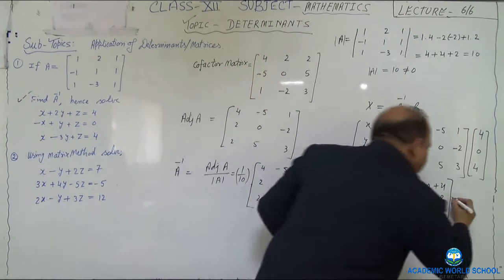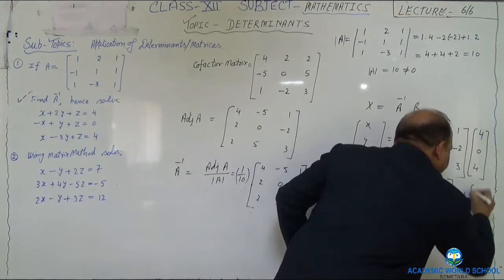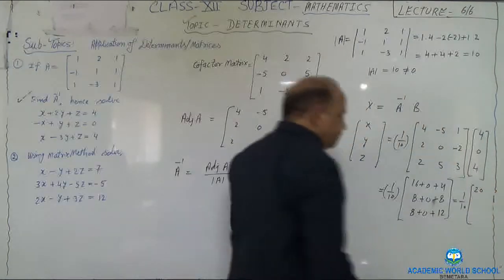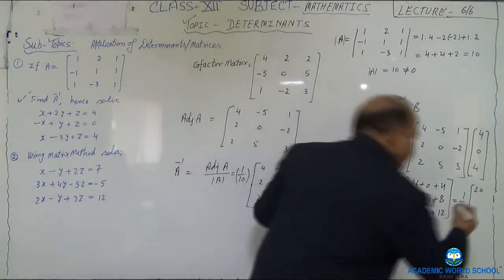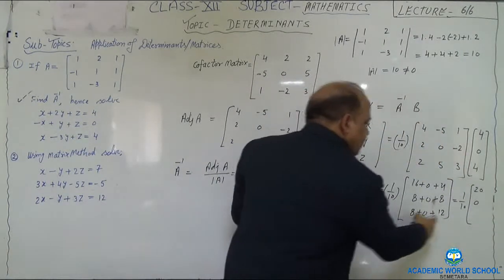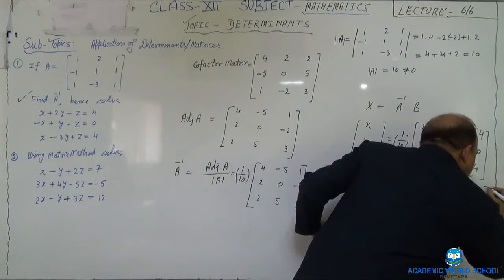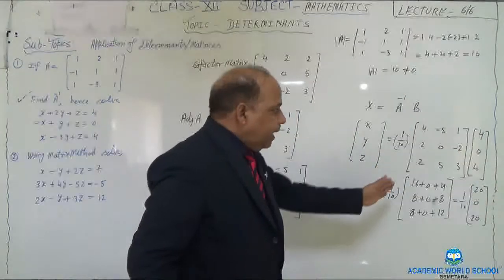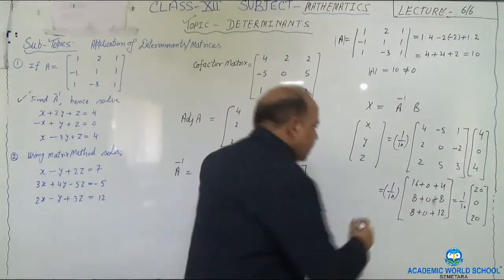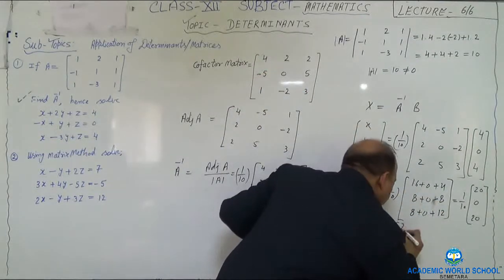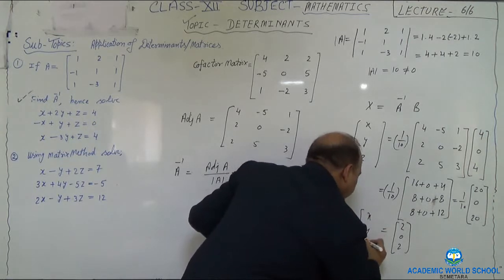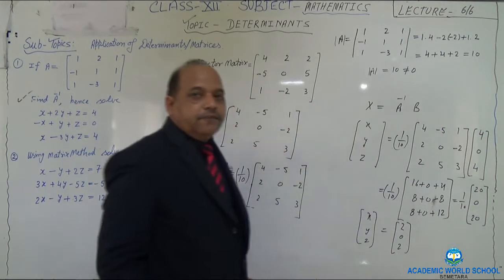Now further simplify, it gives you 1 by 10, 16 plus 4 is nothing but 20. 8 minus 8 becomes 0 and then 8 plus 12 becomes once again 20. 1 by 10 you can divide because this is a scalar multiplication. 1 by 10 will divide all elements. Finally it gives you 2 0 2 and your left hand side is x, y, z. Both are column matrices of 3 cross 1.